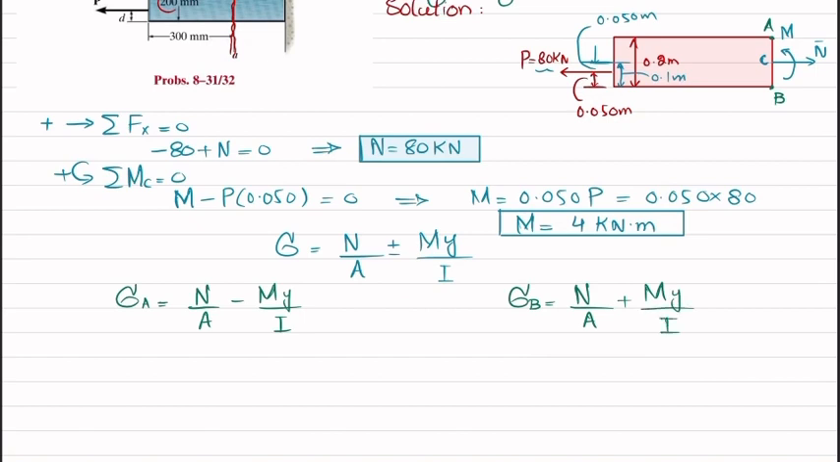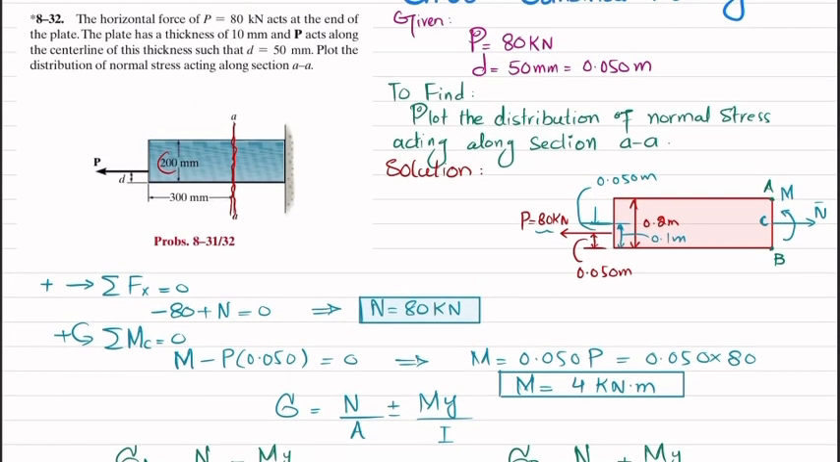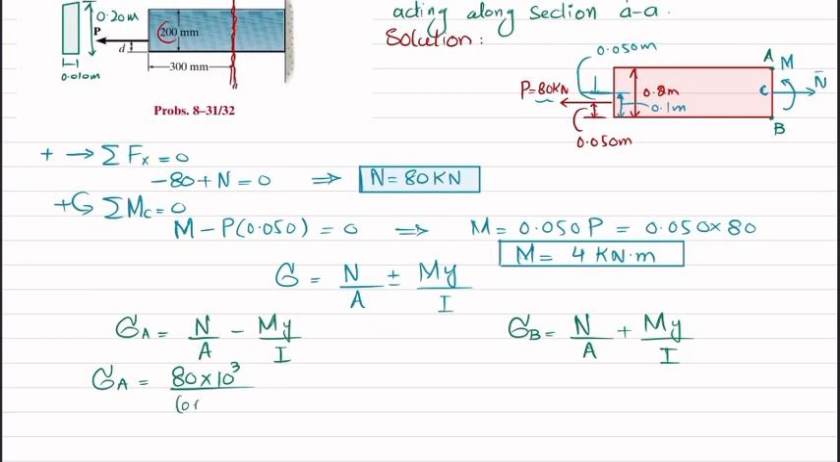So we'll first find sigma A. Sigma A is equal to N, which is 80 kilonewton, so 80 into 10 to the power 3 divided by area. The thickness of this plate is given as 10 millimeter, which is 0.010 meter, and the height is 0.20 meter. So area will be equal to 0.010 multiplied by the height, which is 0.20. Clear?